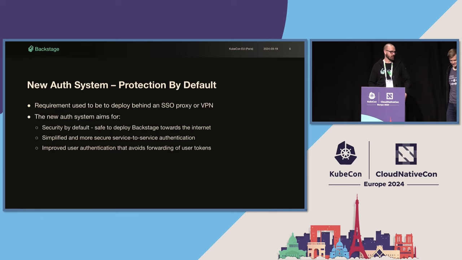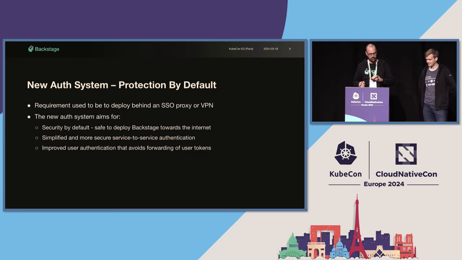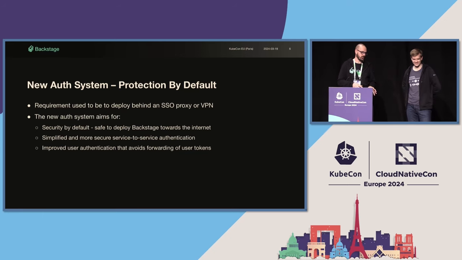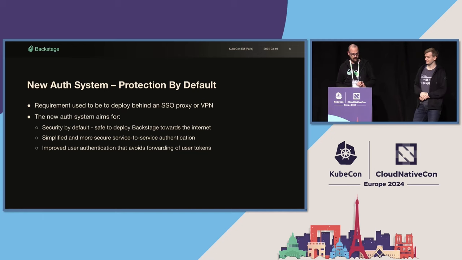So our auth system was really due for a revamp. There used to be a requirement for Backstage to be deployed behind secure gateways, for example, a VPN. And that was due to the design of the old auth architecture and its limitations. And the goal for this new system has been to make installations secure by default, so that they are safe to expose toward public internet, and while at it, improving service-to-service auth and user token management.